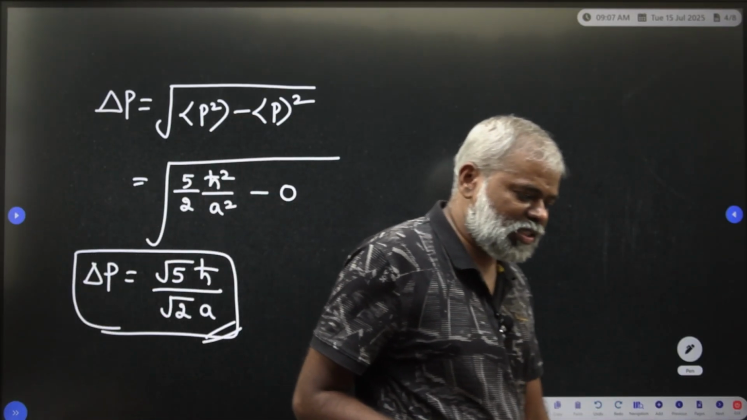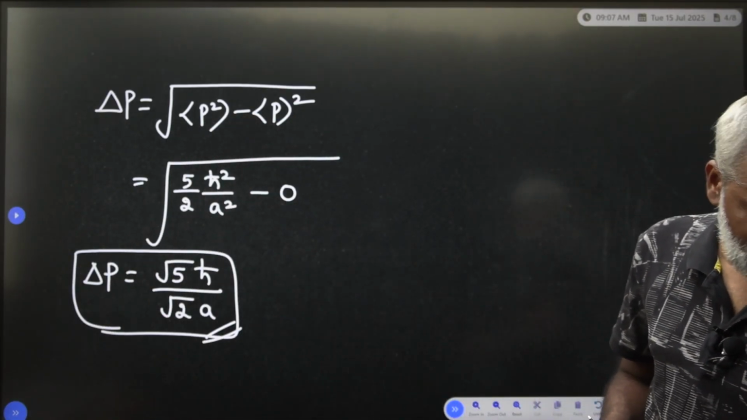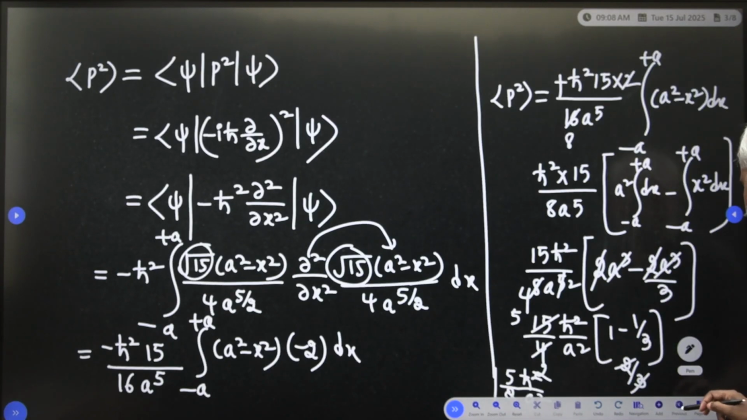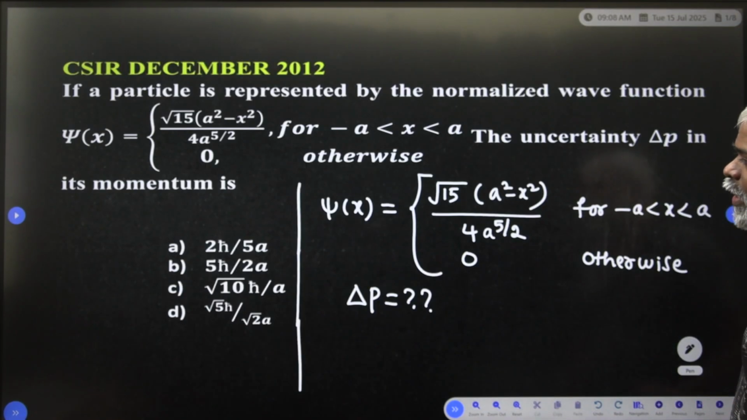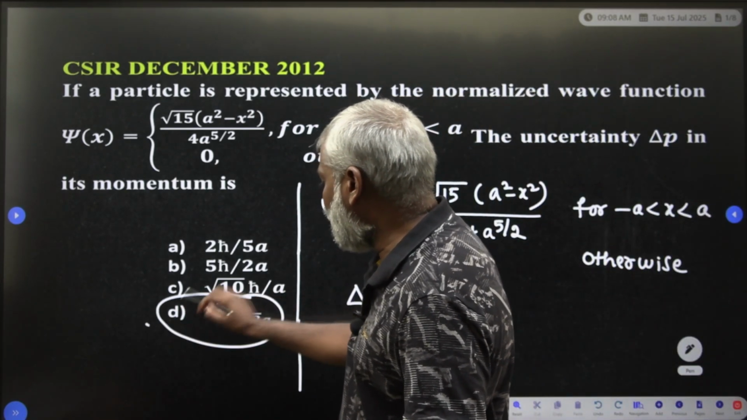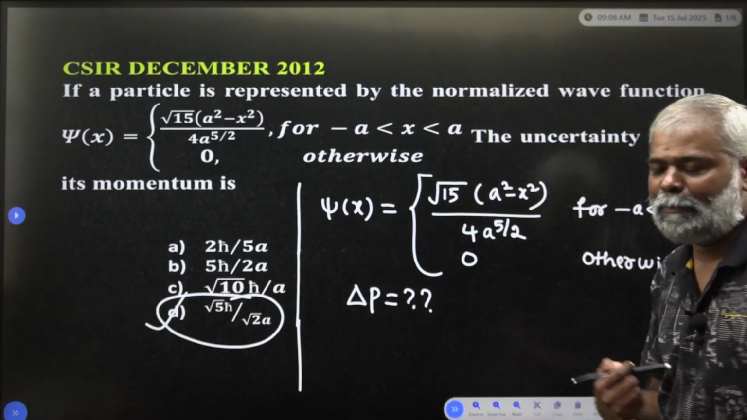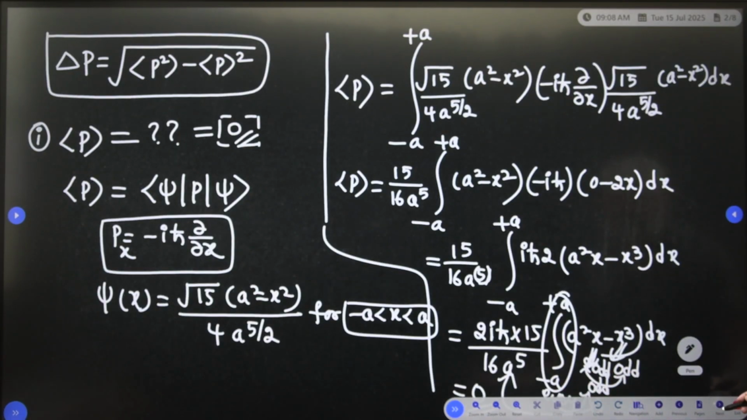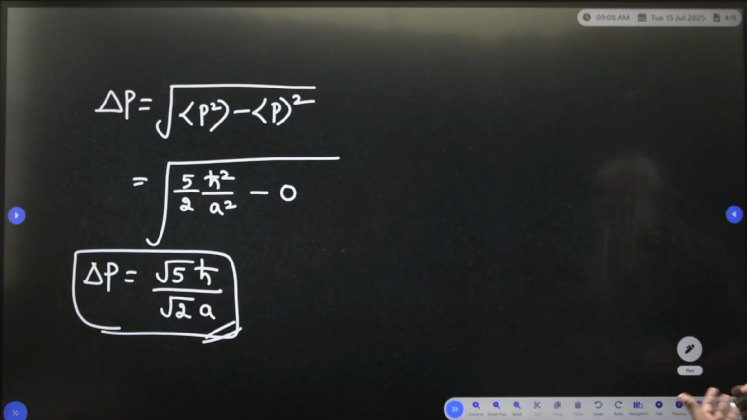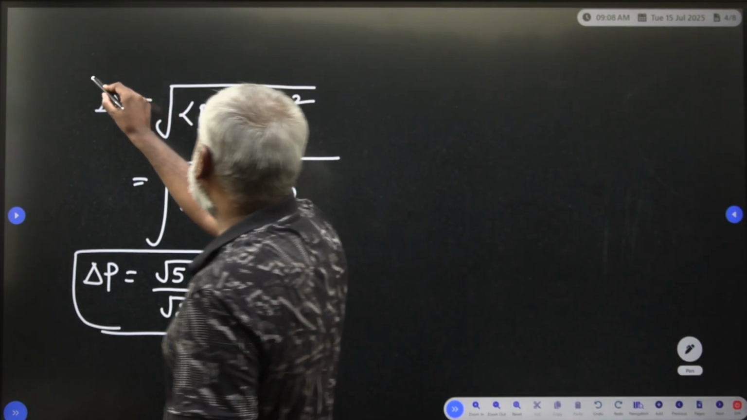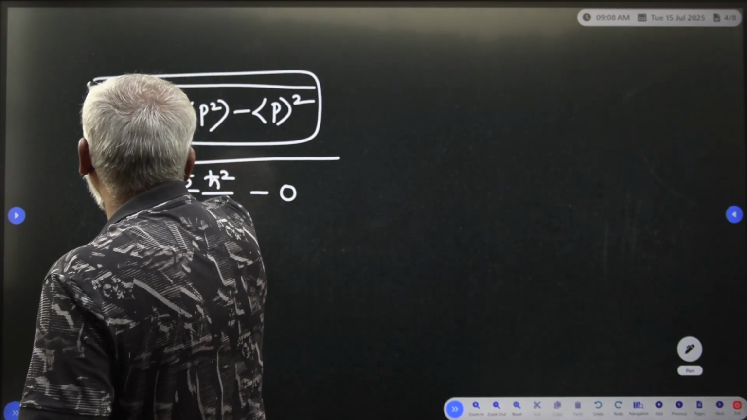So what is your answer? Your answer is root 5 into h cut divided by root 2 into a. So option D is correct. Like this we have to do in our competitive examination. Not only that, any uncertainty in momentum they want to ask, you have to substitute in this formula. First you calculate the expectation values.